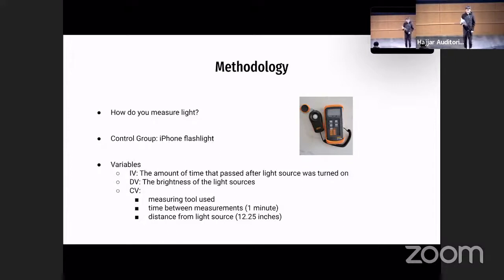Then my variables: the independent variable is the amount of time that passed after a light source was turned on, and the dependent variable is the brightness of the light sources. Constants are things like the measuring tool used, the time between measurements, which was a minute, and the distance from the light source, which is 12.25 inches.